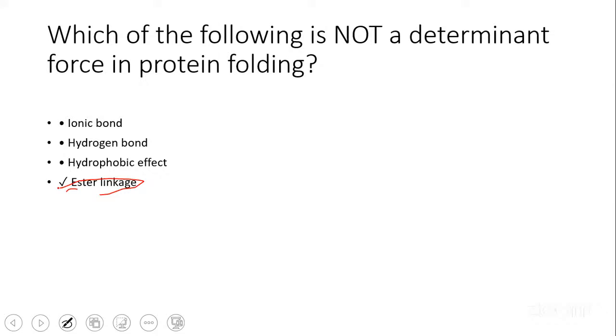Ionic bonding is actually correct. It's actually part of the determinant forces in protein folding. Hydrogen bonding and hydrophobic effect are all parts of protein folding.